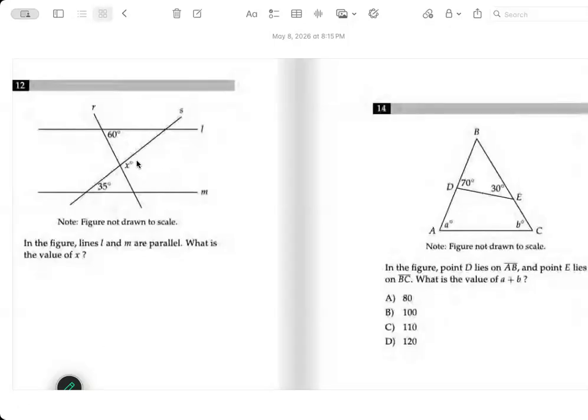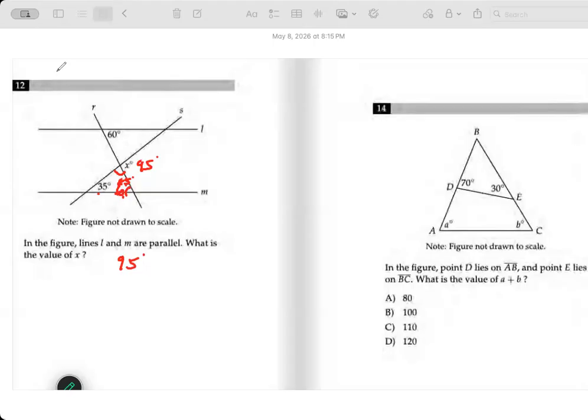So here 60 degrees. This is a vertically opposite angle, 60 degrees. 60 plus 35 is 95. So 95 plus something is 180, angles in a triangle, right? You have 95 here and this will be 85, right? This is 85. What is x? X is 95 again. 95 or 85, Dhruv? I'm just lost. 95, right?